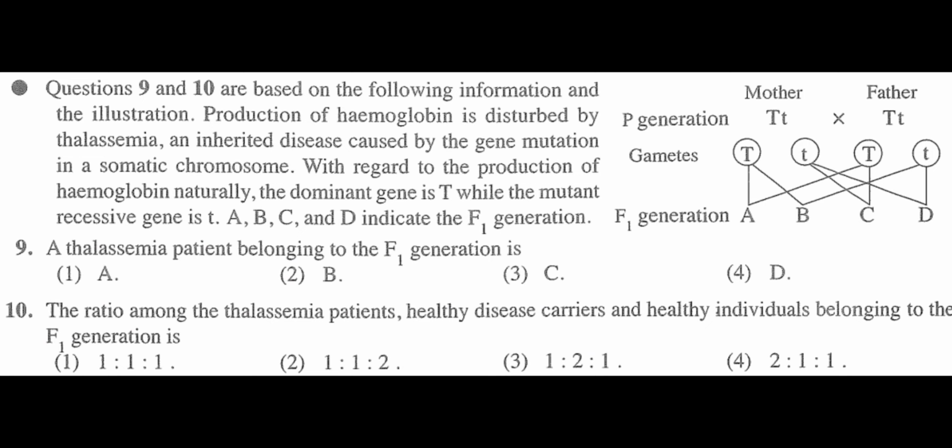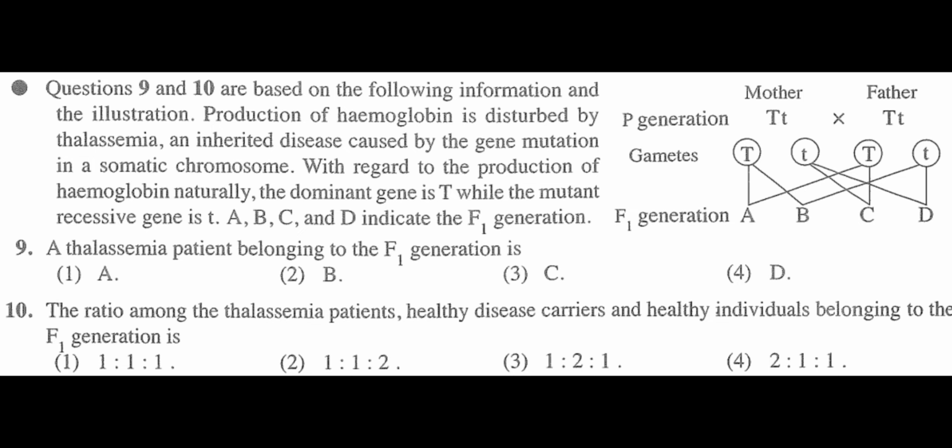Then we have the 9th and 10th questions. Based on the following information in the illustration, production of hemoglobin is disturbed by thalassemia, an inherited disease caused by a gene mutation in a somatic chromosome. A somatic chromosome means any chromosome that is not a sex chromosome. With regard to the production of hemoglobin naturally, the dominant gene is capital T, while the mutant recessive gene is small t. A, B, C, D indicate the F1 generation, so they are different kids.